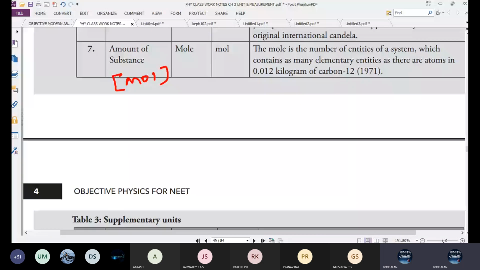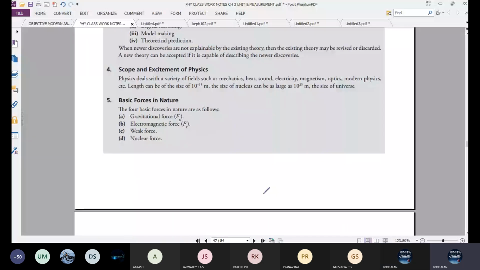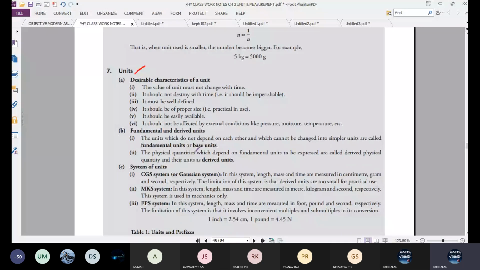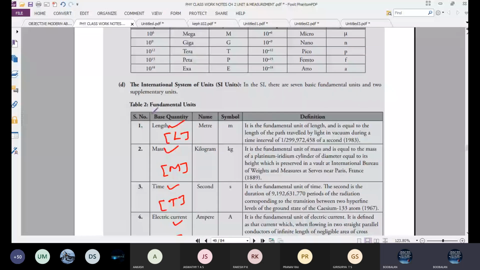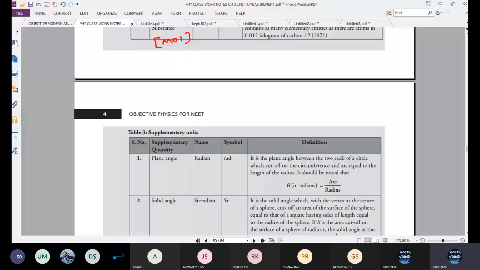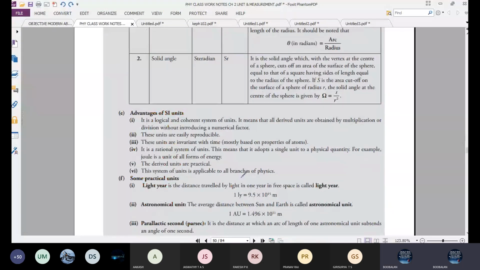Then in your NCERT book, unit and measurement chapter: the units, fundamental units, system of units, CGS, MKS, FPS, fundamental units, 7 names with the units. This one is no need, ma, for your knowledge purpose only. Whenever you are free, just read. Advantages of SI unit.